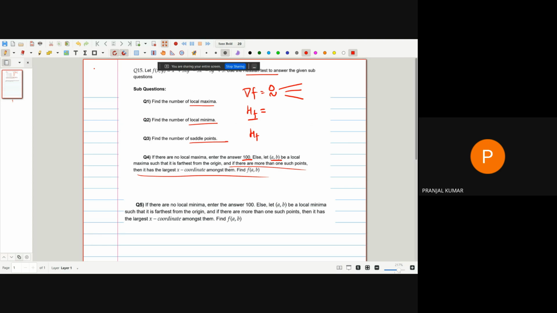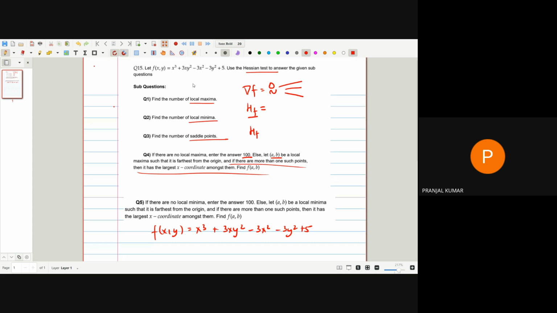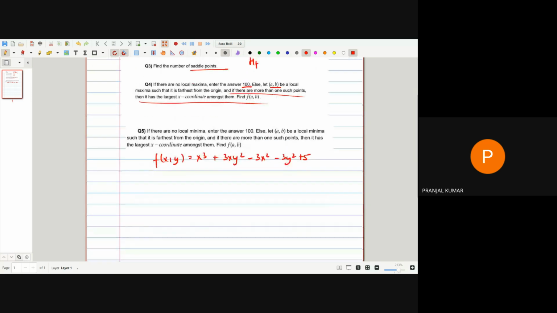Anyone any doubt in this? No, sir. So you have been given x cube plus 3xy square minus 3x square minus 3y square plus 5. You can see that this is a nice polynomial function. So according to Clairaut's theorem, the mixed partial derivatives will be the same, so you will have a little bit of ease in writing the Hessian matrix.